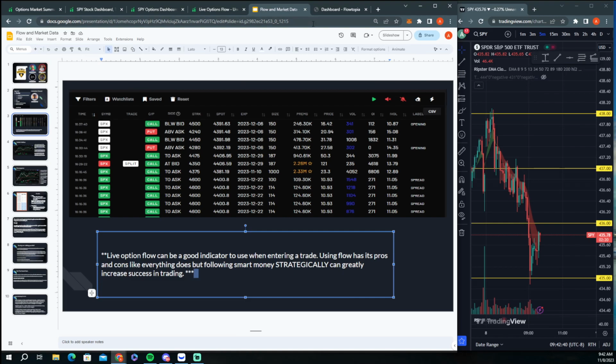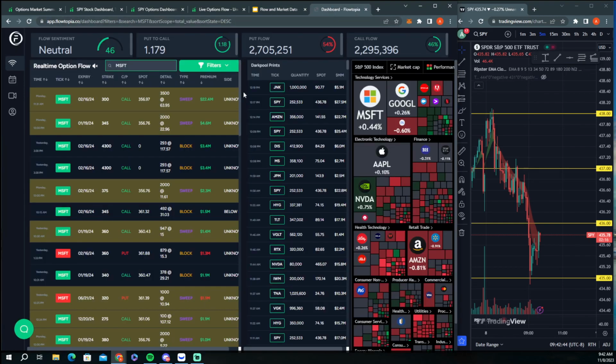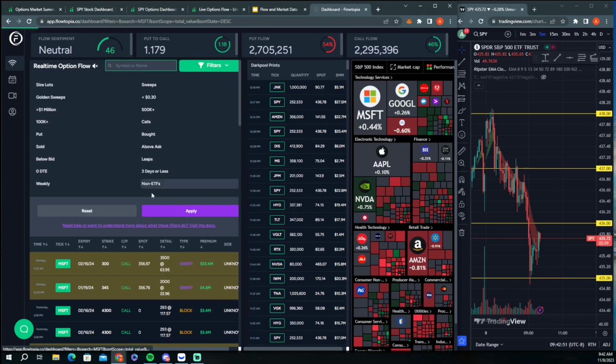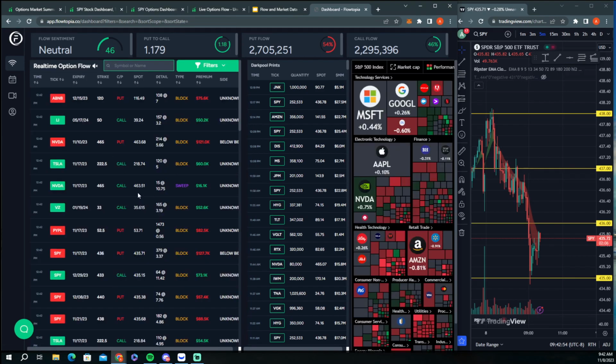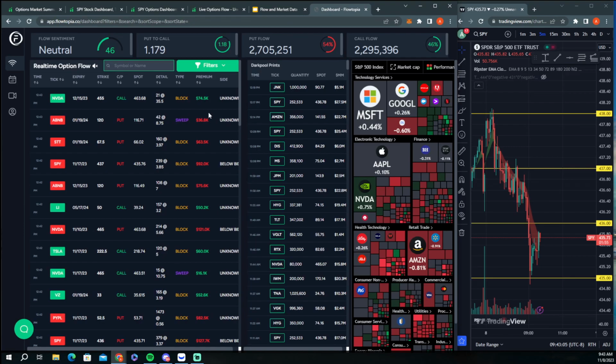So this is the live option flow. This is just a screenshot of it, but if you go over to Flowtopia, you can kind of see it. So these are the live orders. Let me reset this so you guys can see the live orders come through. So what I mean by this slide, where it says live option flow can be a good indicator, is not solely using these orders that come in for your trading. So just blindly getting into, say, Airbnb puts for January 19th. That's not a good way to trade.